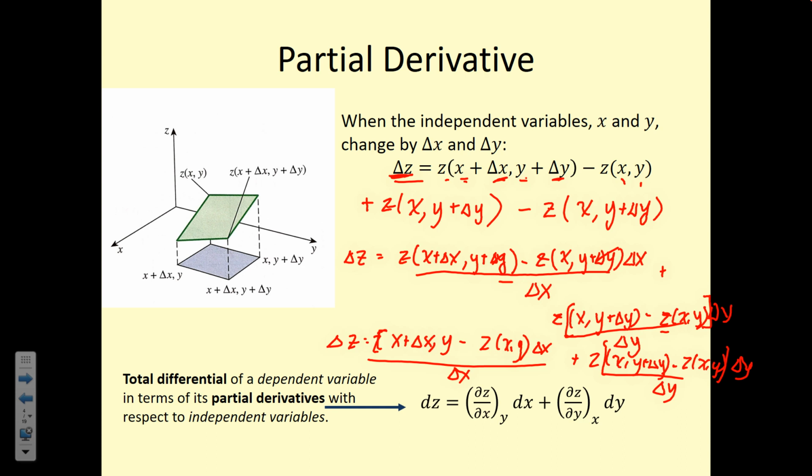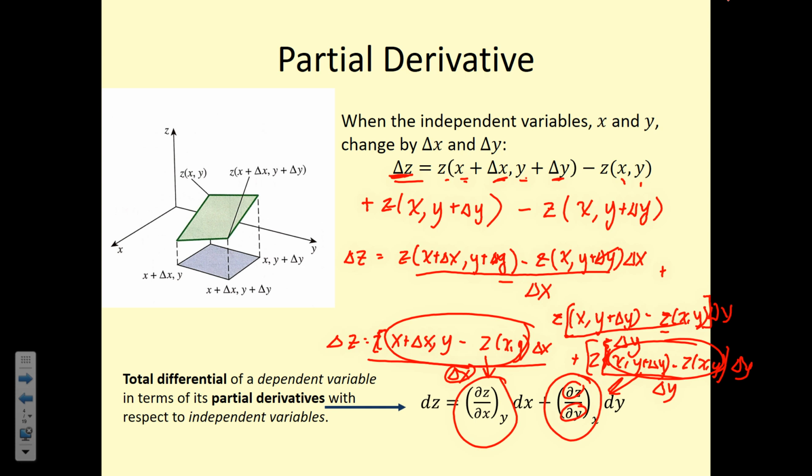Actually, the brackets are outside there. This term is the same thing as this partial derivative here. So this del z del x is all of this over delta x, and this del z del y is all of this over delta y. And there's a cleaner copy in the text or in the notes if you have a hard time following the red scribbles. So this total differential of a dependent variable is written in terms now of the partial derivatives with respect to independent variables.